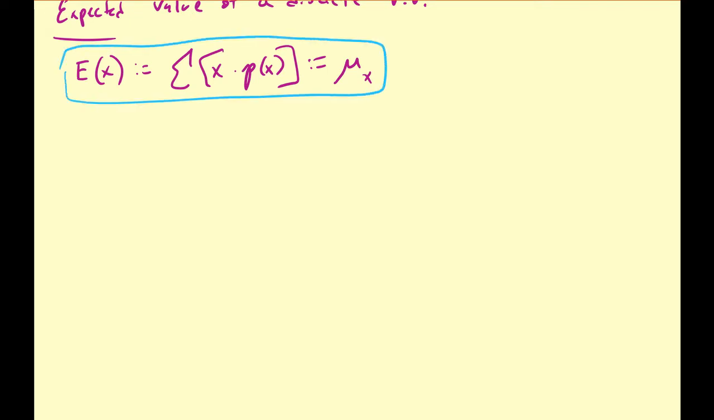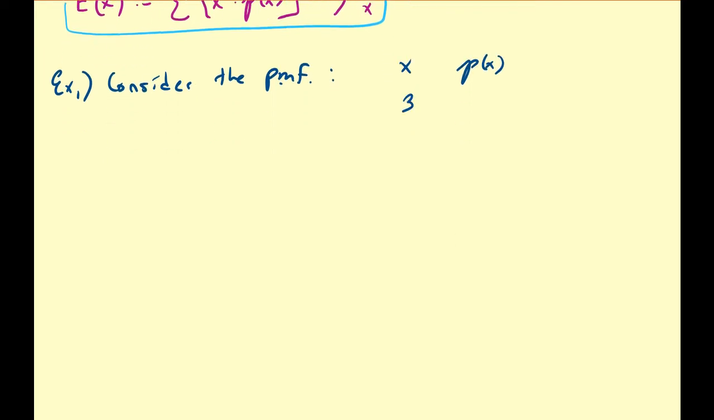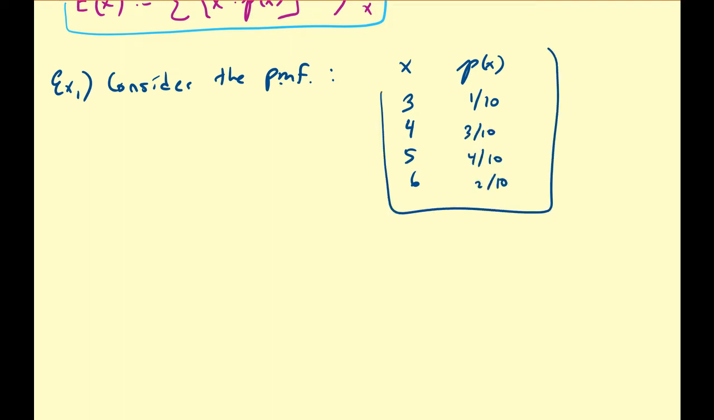So let us illustrate this with an example. So consider the probability mass function given by the table x, p(x), where x ranges from 3 to 6, so 3, 4, 5, 6, with values 1 out of 10, 3 out of 10, 4 out of 10, and 2 out of 10. You can easily verify that this is a probability mass function. All the probabilities are between 0 and 1, and the sum is equal to 1.